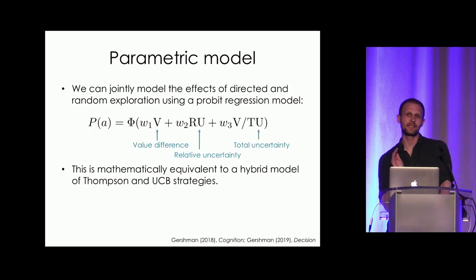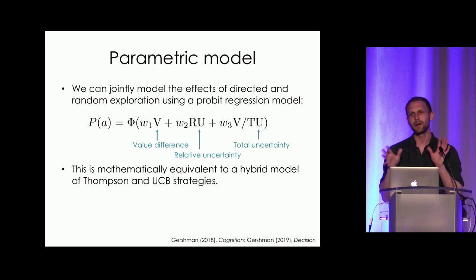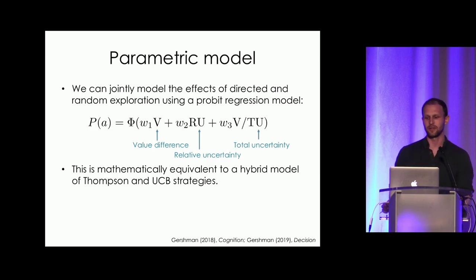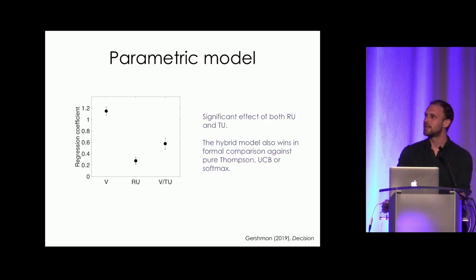Now we can get at this idea more directly by defining a joint model of the effects of directed and random exploration using a probit regression model where we have these three regressors: one corresponding to the difference in values, so that's unadorned by any uncertainty, and then the relative uncertainty, and then the value normalized by the total uncertainty. And one can show that this is mathematically equivalent to a hybrid model of Thompson and UCB strategies. This is not the only possible hybridization, but this seems to be a relatively straightforward one that is able to capture our empirical results.